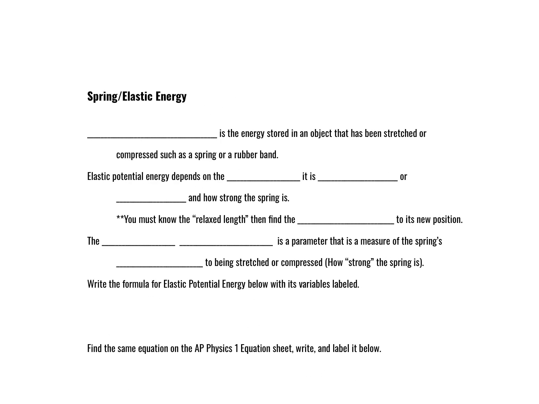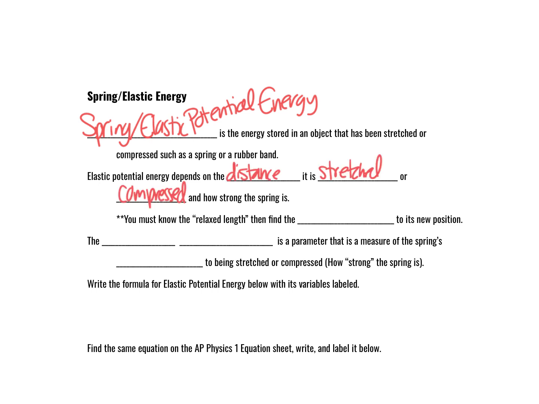Now, I just said that we had gravitational potential energy, but we also have another type of potential energy, and that is spring and elastic energy. So the spring or the elastic potential energy is the energy that's stored in an object whenever you stretch or compress it, like a rubber band. The elastic potential always depends on the distance that it's going to be stretched or compressed, and how strong that spring or rubber band or whatever is.